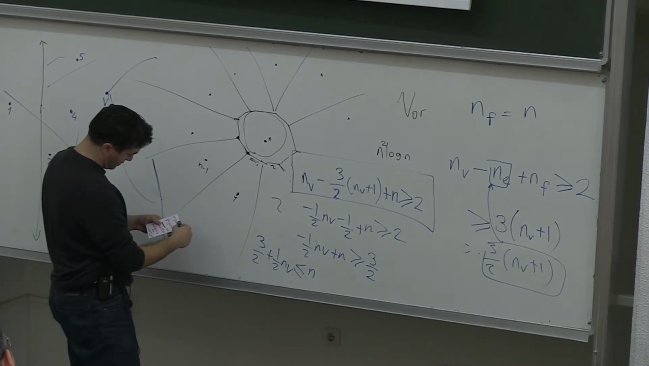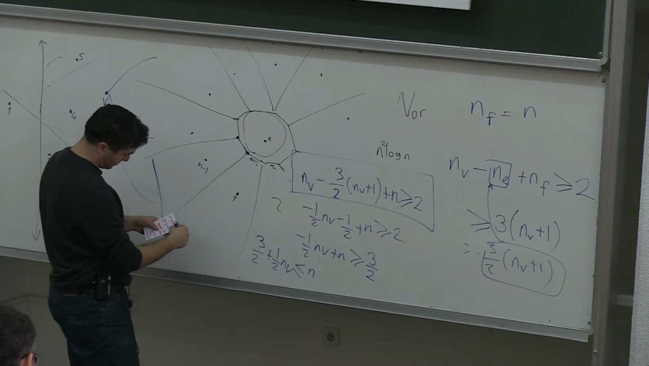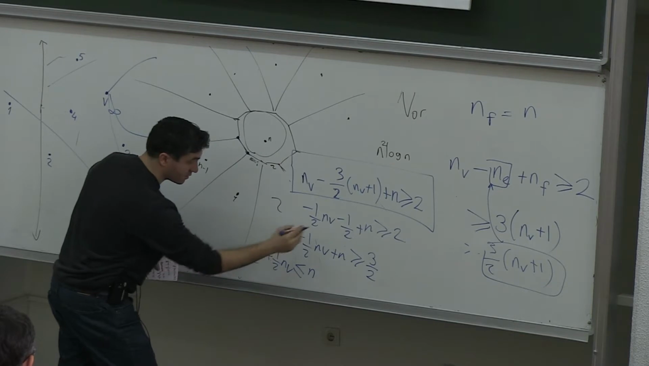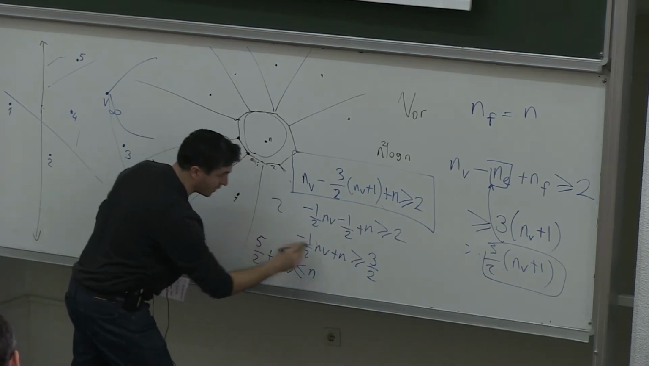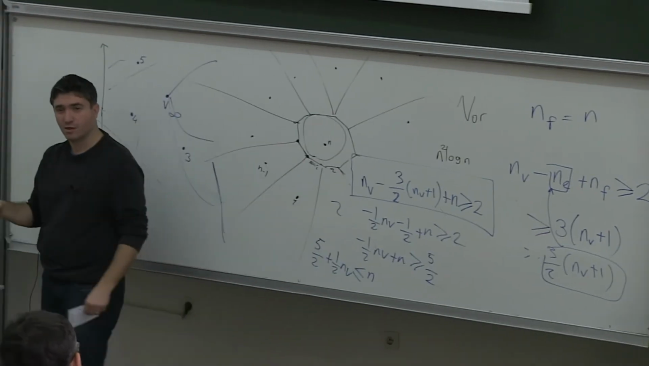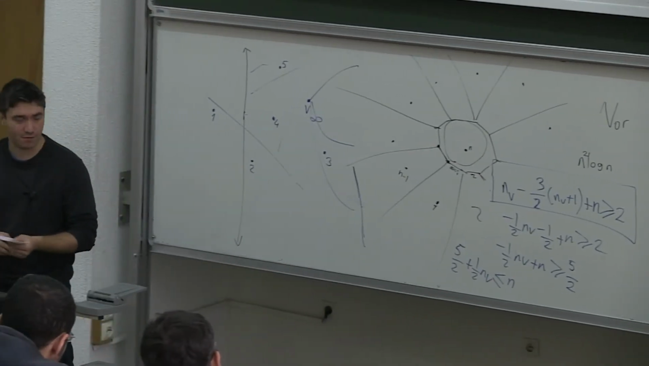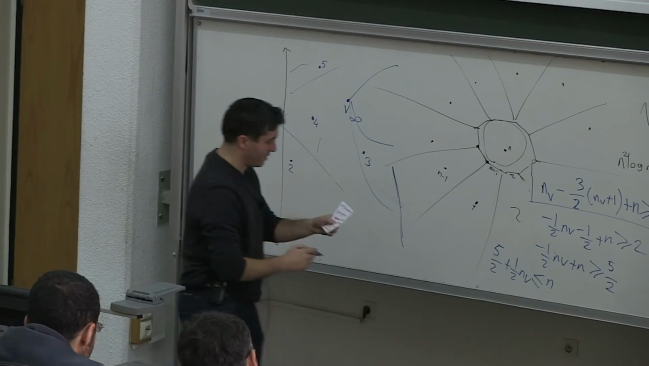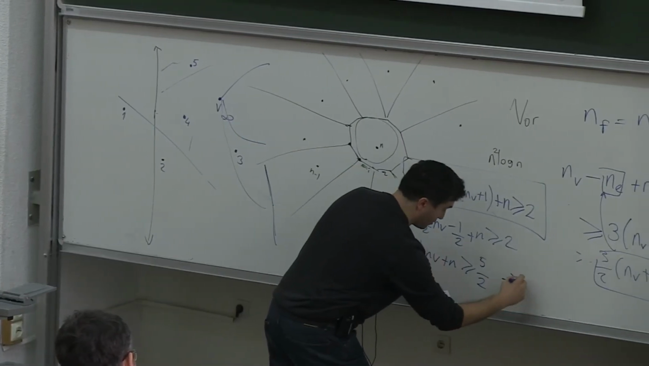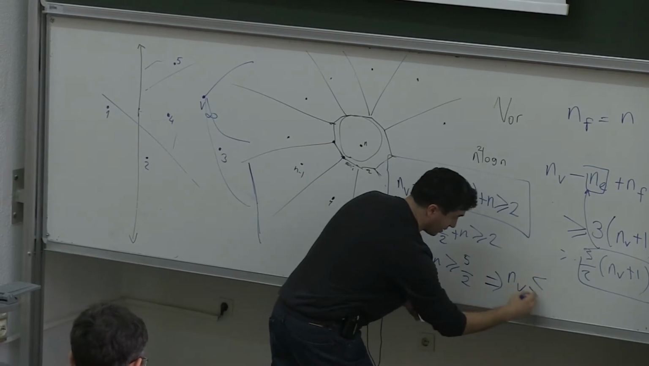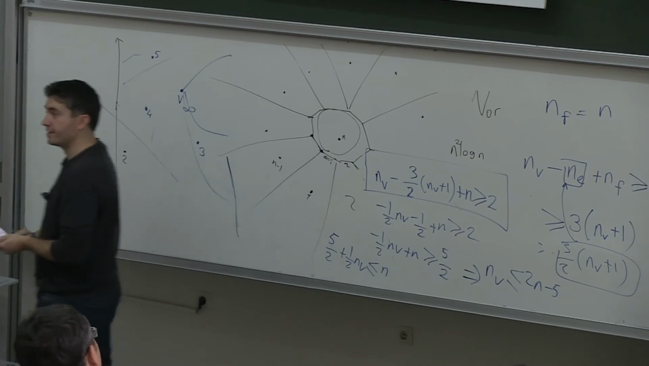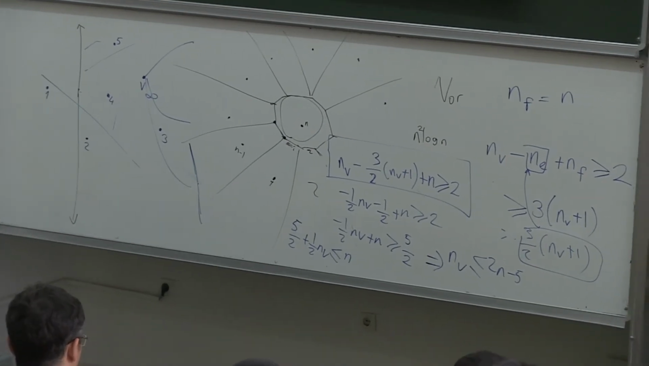So at the end, no, it's going to be 5 over 2, right? It's 5 over 2, sorry. So 2 plus 1 over 2 is going to be 5 over 2. And then this is going to turn out to be number of vertices is less than or equal to 2n minus 5. Okay? So it says that the number of vertices are linear.